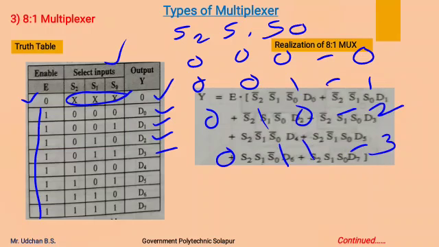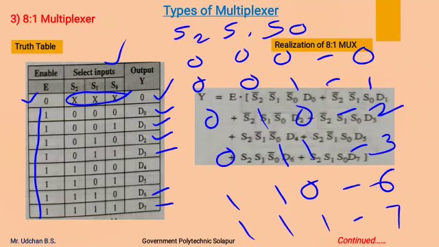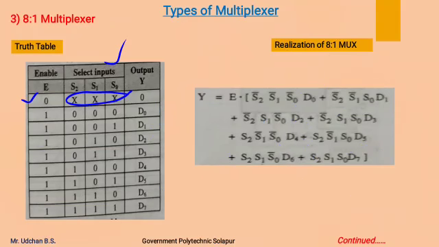In the same manner, for 1 1 0, decimal equivalent is 6, D6 line gets selected and appears over output line. And for last 1 1 1, its equivalent decimal number is 7, therefore D7 line is selected and appears over output line. From this truth table, output equation is written.